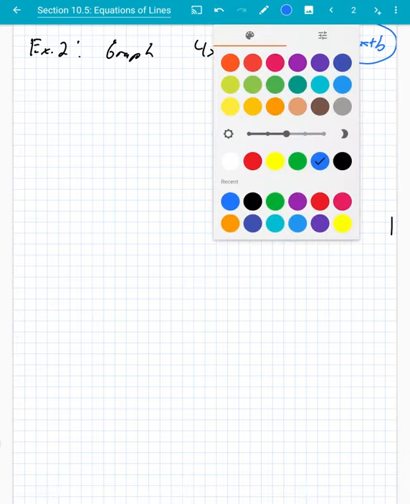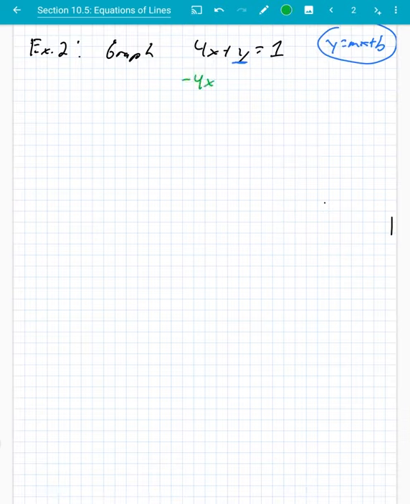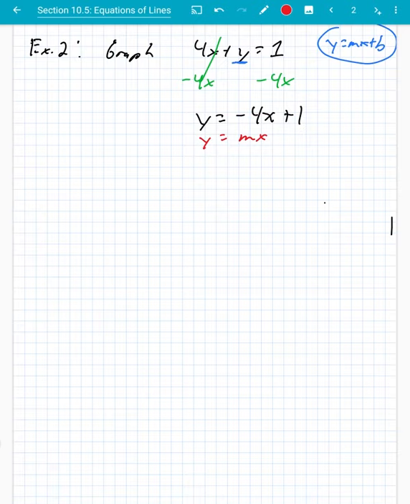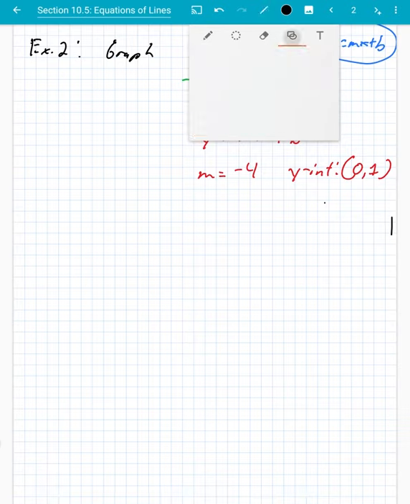So again, to solve for y, we did this earlier. We're going to have to minus the 4x on both sides. So that ends up giving us y equals negative 4x plus 1. Now you can see that it's in y equals mx plus b format. Once it's in y equals mx plus b format, you can see that the slope is negative 4. Our y-intercept is 0, 1. Once you have those two bits of information, we can go ahead and graph the line.